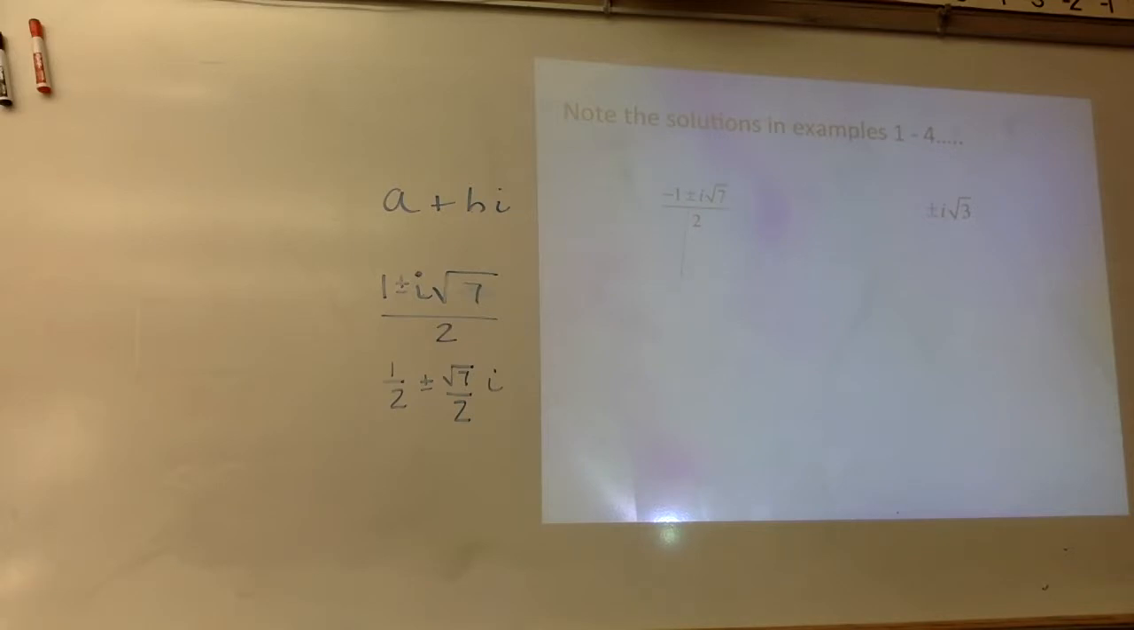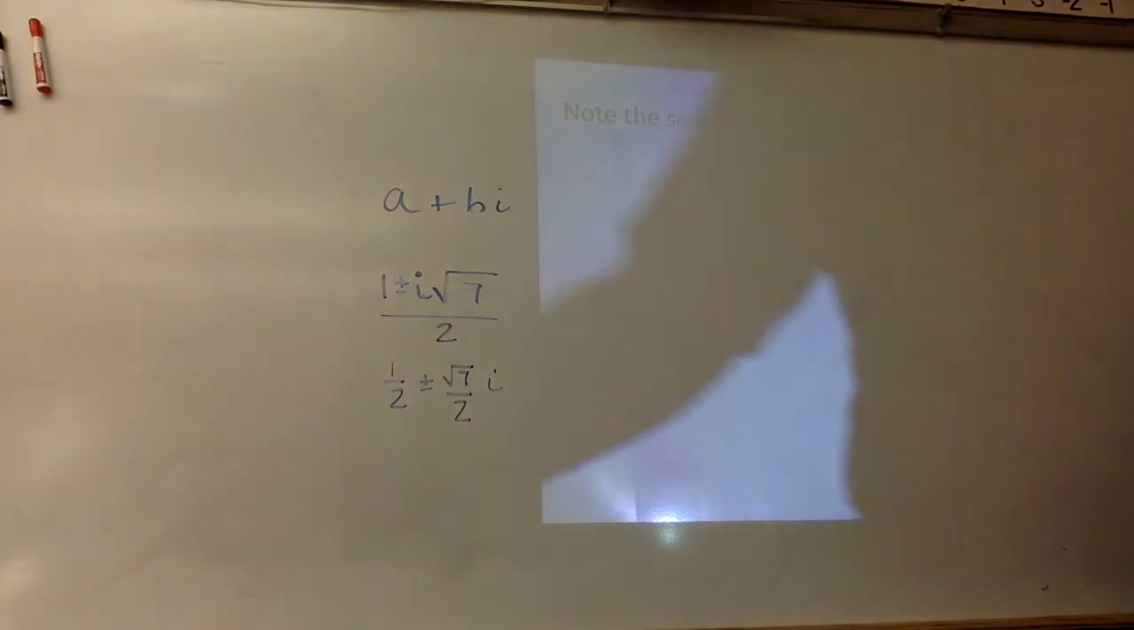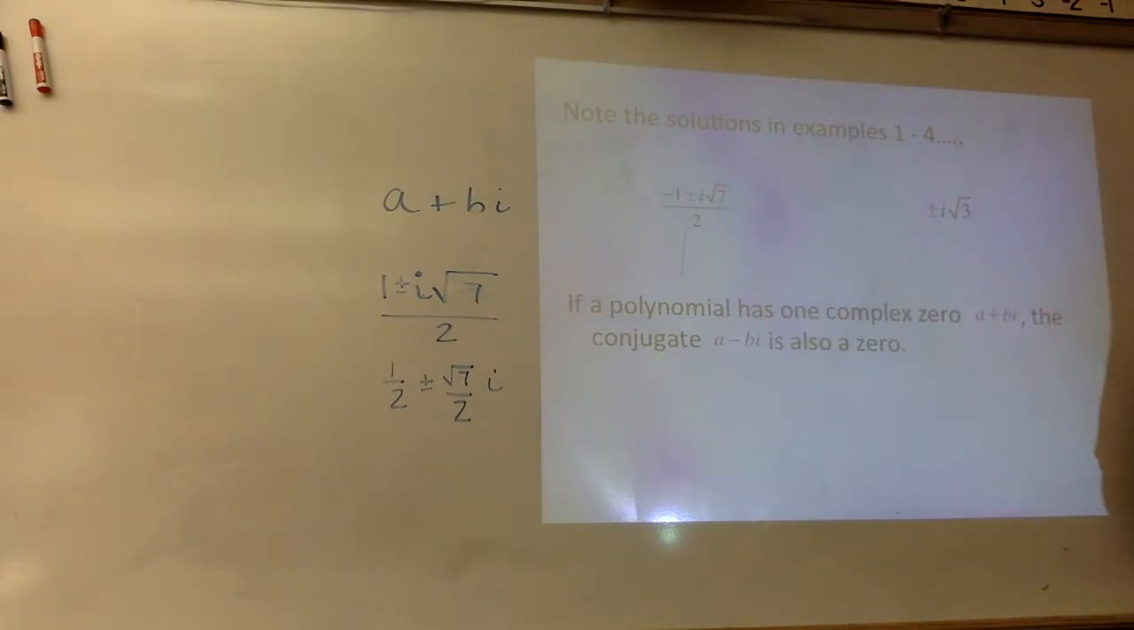If you take a look, notice that any time we go to imaginaries, there's always 2 of them, right? There's always 2 of them. So we have a general rule we can extrapolate from that. And it says if a polynomial has one complex zero, a plus bi, you should always assume, because it does, have a second zero that is a minus bi, which is the conjugate. So in other words, imaginaries always come in pairs. Always. For zeros.